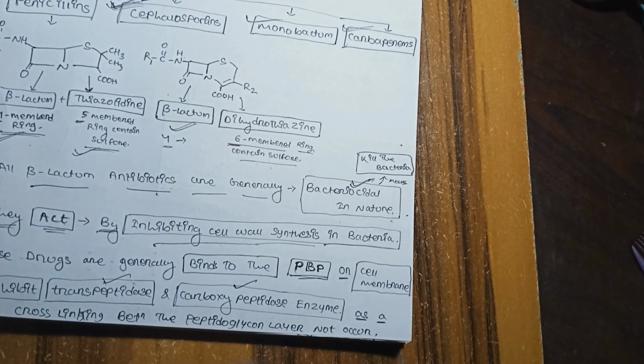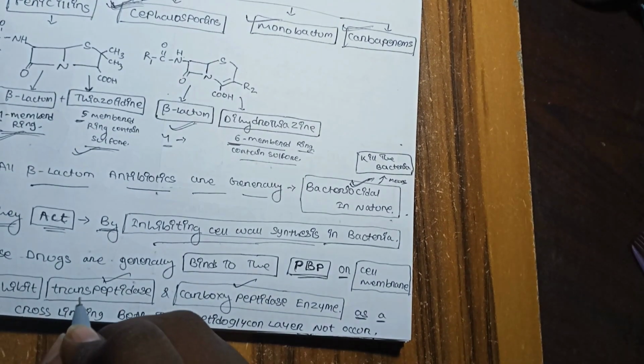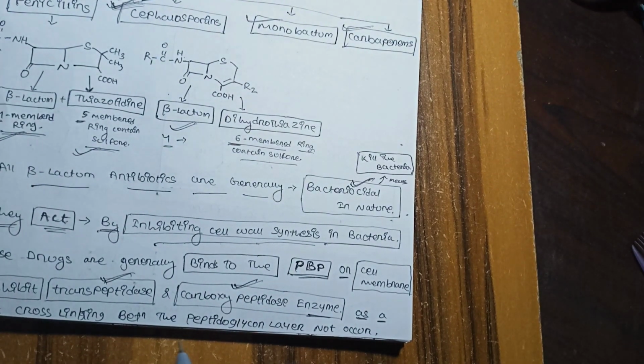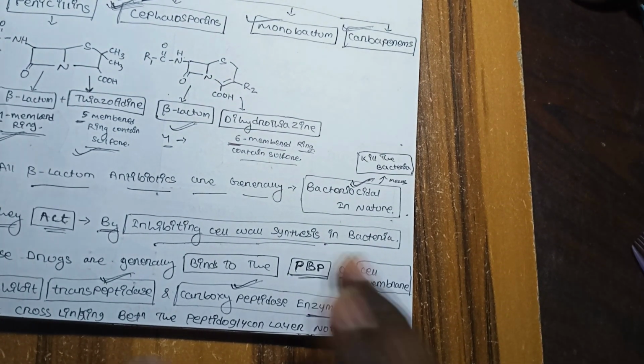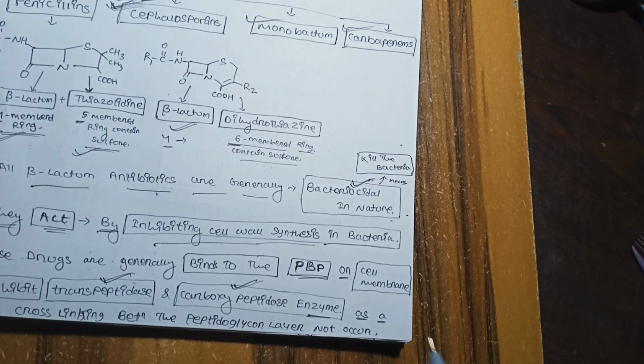How do they inhibit cell wall synthesis? By inhibiting the transpeptidase and carboxypeptidase enzymes, which are responsible for cross-linking of the peptidoglycan layer. If cross-linking does not occur, then cell wall deficient bacteria are formed, and these bacteria die due to imbalance in water.